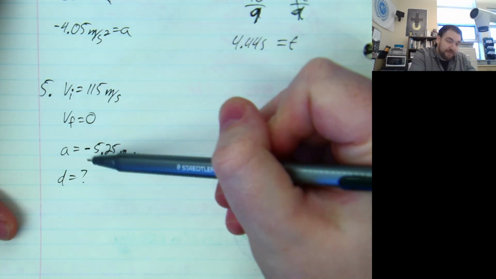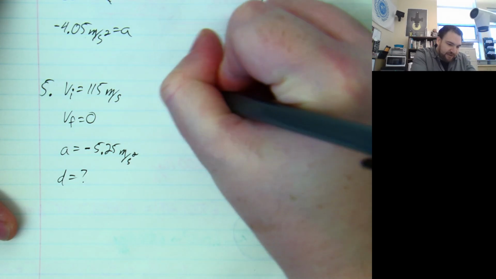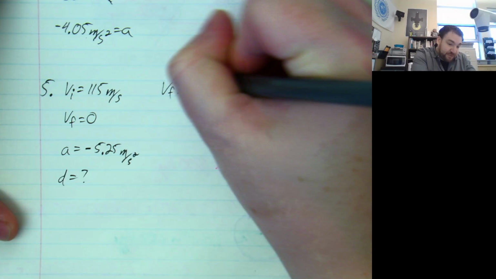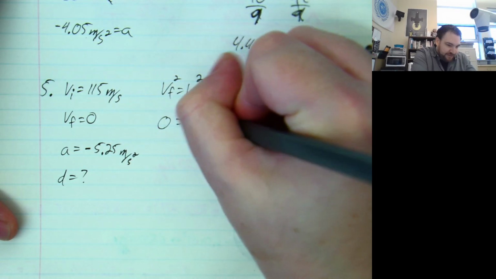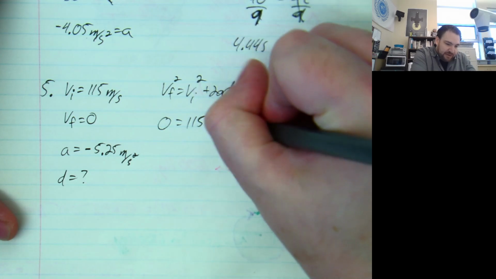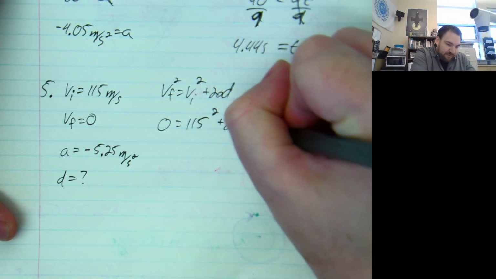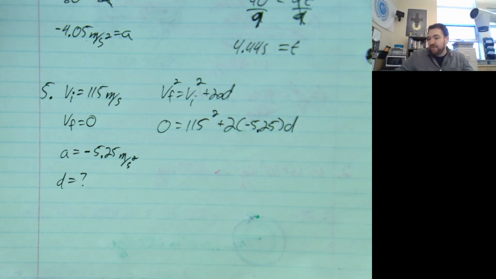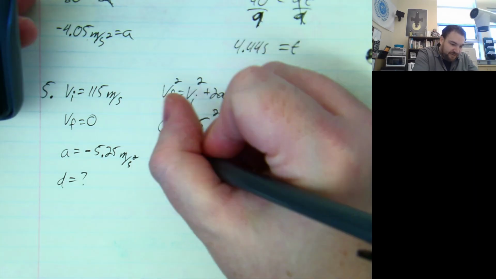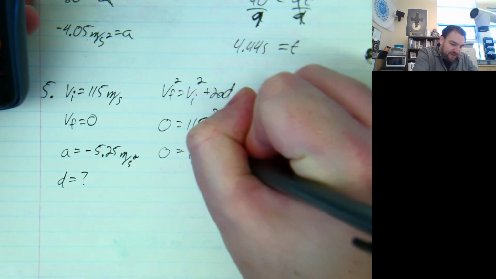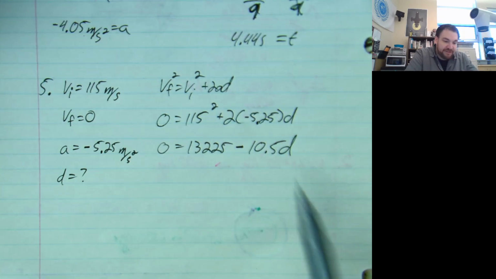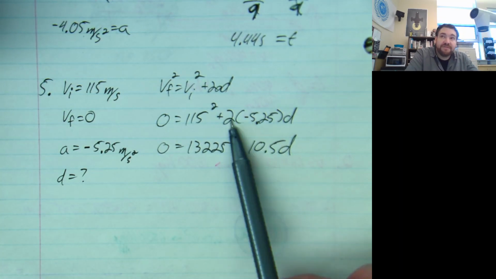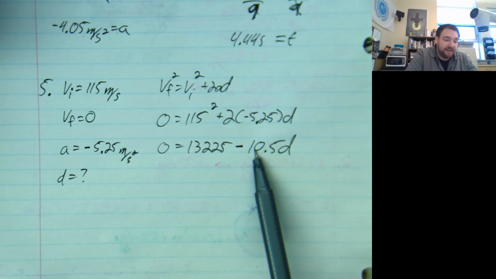So using this information to find D, we've got VF squared equals VI squared plus 2AD. VF is 0, VI squared is 115 squared, plus 2 times negative 5.25 D. So 115 squared, where's my calculator? 115 squared, boom, that is 13,225. So 0 equals 13,225 minus 10.5 D. I just multiplied these two things together. Positive 2 times negative 5 1/4 is going to be negative 10 1/2.